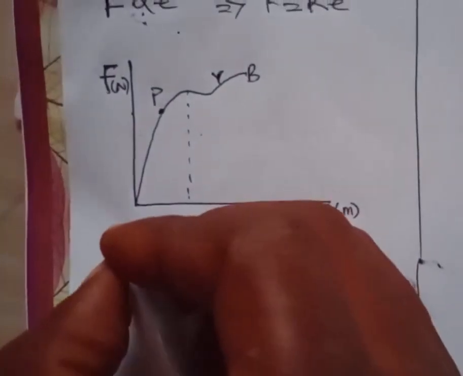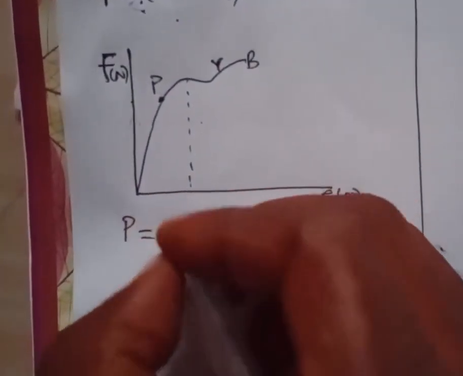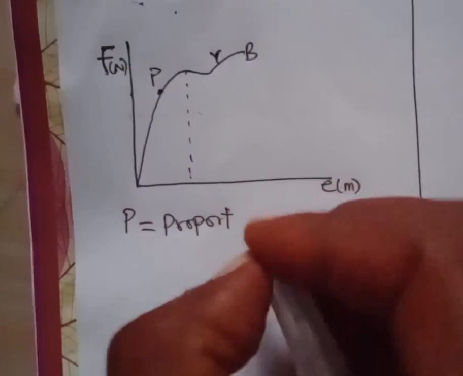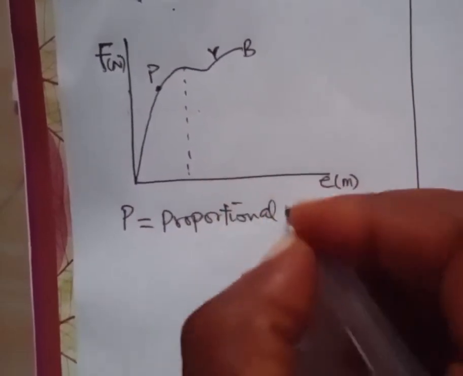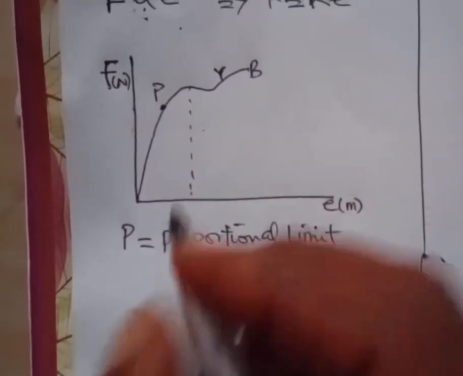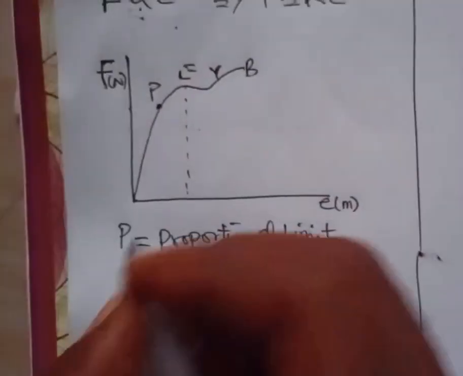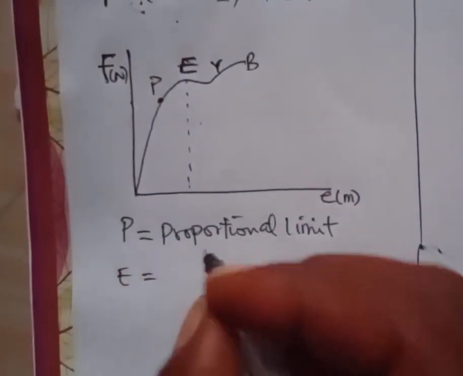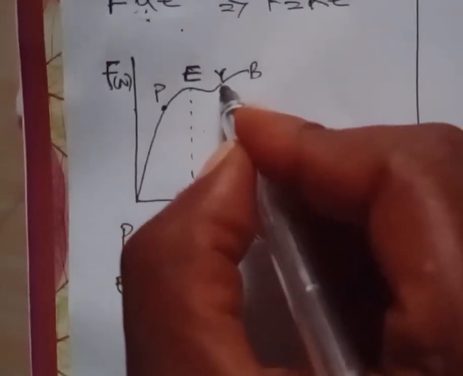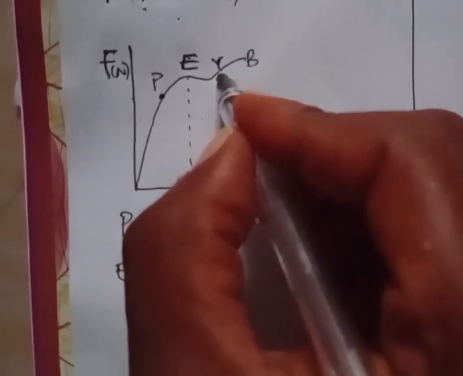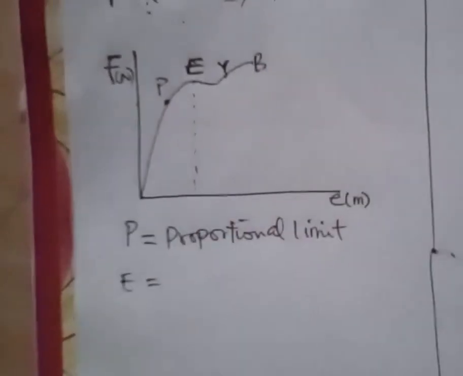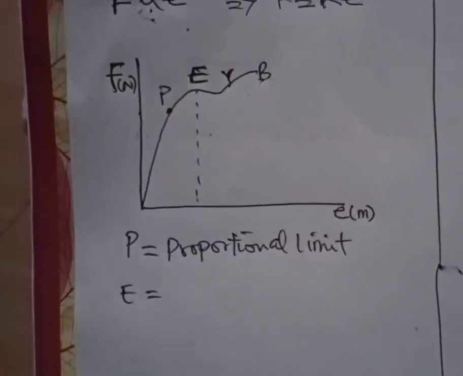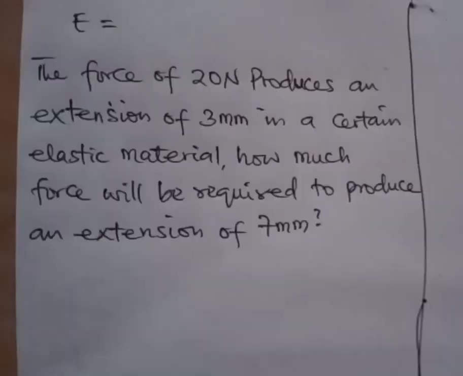Now the meaning of P is the proportional limit. And here, let's say here is E, and that E is the elastic limit, and this place Y is called the yield point. B here is called the break point or breaking point.